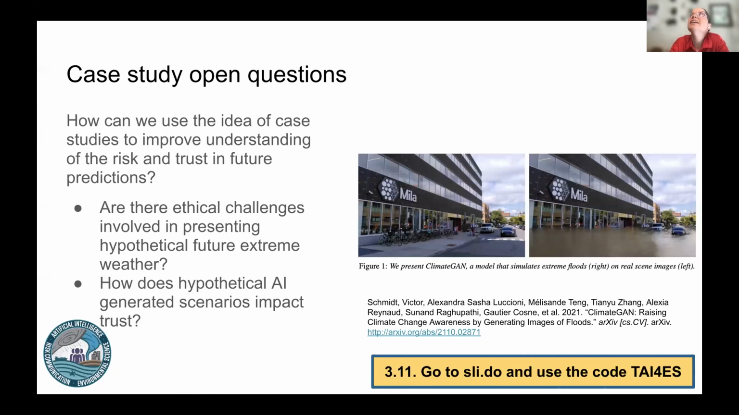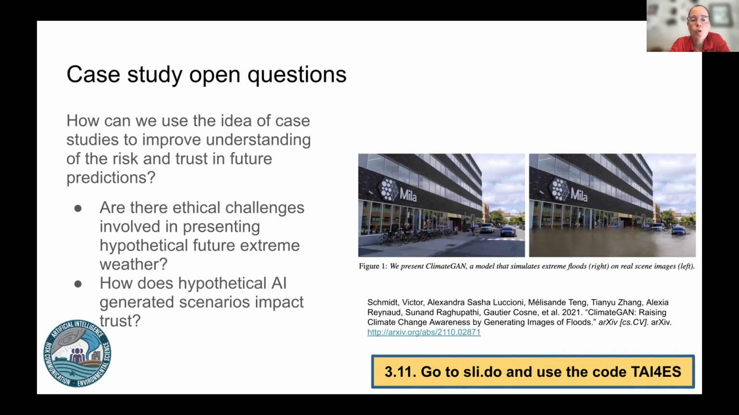And it's a model that can predict future. It can try to take in images of the current time and give you a picture of what it would look like under a climate disaster. So the picture that's shown here is a model that simulates extreme floods. So on the right, there's an extreme flood at Mila, and then on the left is what it really looks like. And I found this paper really interesting because I wanted to see, you could use this as case studies as a way to try to improve understanding of the risk and trust in the future predictions. But there might be some really interesting ethical challenges involved in this.